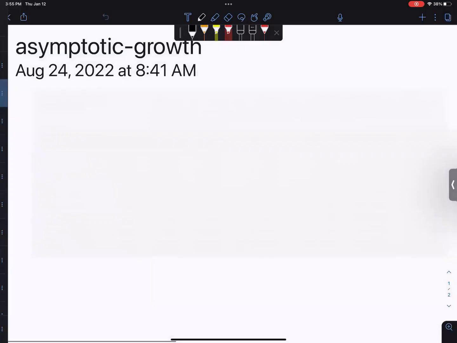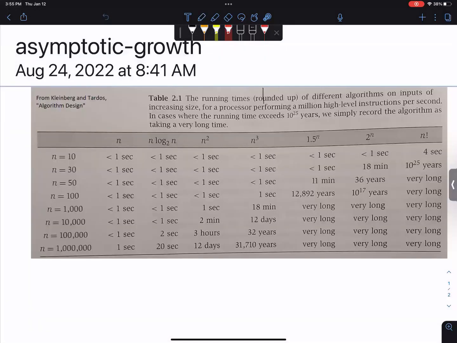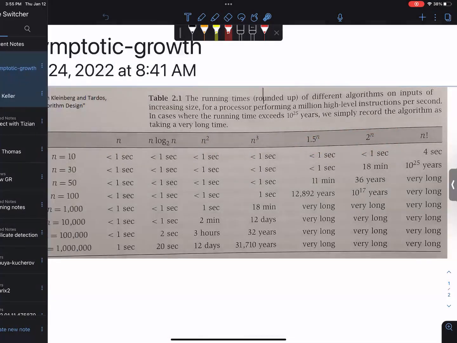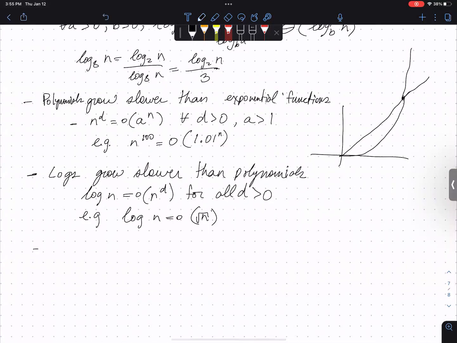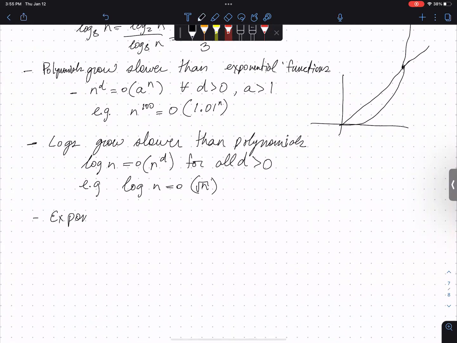So let me show you this again so you have an intuition. This is not showing a log, but here you have a polynomial of varying degree, and here you have exponential functions. And exponential functions can also be differentiated by their base. So let's see. Exponential functions grow according to their base.